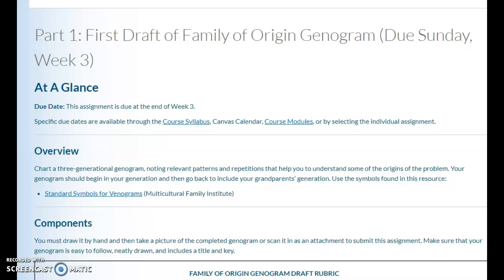The way you will be submitting your genogram is by drawing it out on paper, then taking a picture of it and uploading it. So you are not required to figure out symbols on the computer, which I don't even know if that's possible.